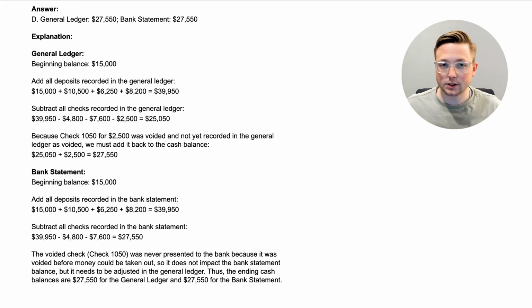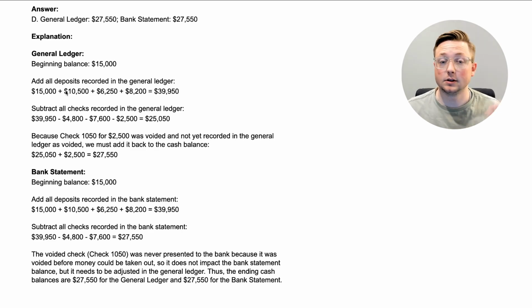So let's walk through this. This isn't exactly how you do a cash reconciliation. A lot of the time, you usually start with the ending balance and then do adjustments from there. But I wanted to, with this question, make sure you knew how things work in the general ledger and how they work in the bank statement.